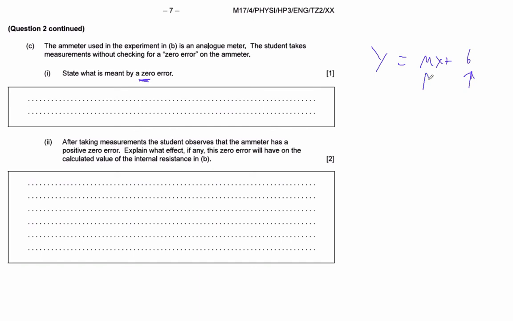The other kind of error that a meter can have, and this is far more insidious, is called a range error. That's when the slope is wrong, and that's a little harder to adjust. For the zero error, there's just a little screw that you turn that adjusts where the needle is. After taking measurements, the student observes the ammeter has a positive zero error. A positive zero error means that when the current is 0, it really is reading some number. That means all of the values are increased by the same amount.